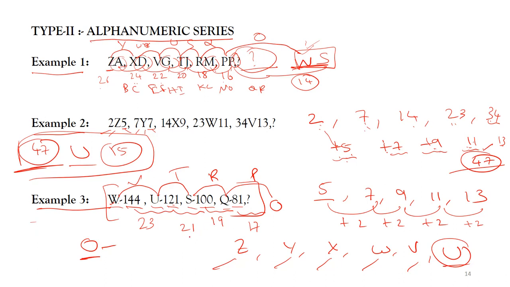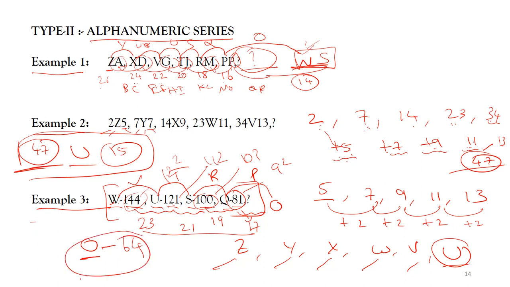But will it work? One more logic is these are all perfect squares. This is 12 square, this is 11 square, 10 square, 9 square. Next should be 8 square, that is 64. And if I do 81 minus 17, I'll get the same answer. So both logics are applicable. So the answer is O64.